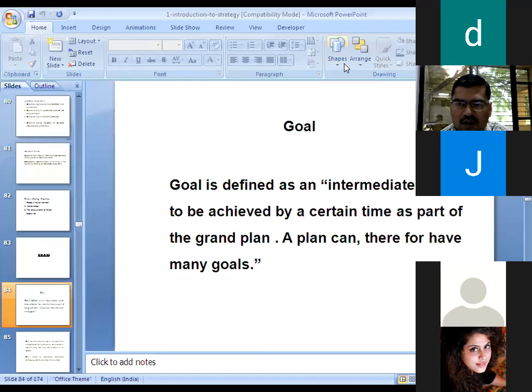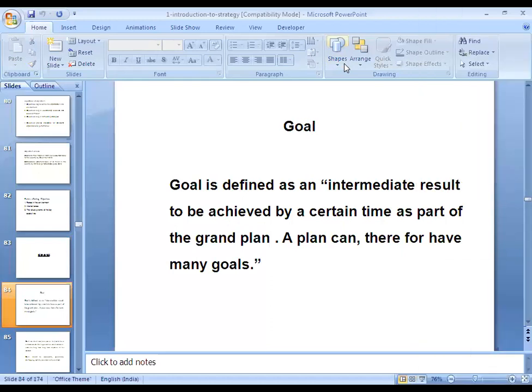Fine. So what exactly are goals? A goal is defined as an intermediate result to be achieved by a certain time frame as a part of your grand plan. I'm talking about a plan of action. A plan can therefore have many goals. As you can have many objectives, you can also have many goals.